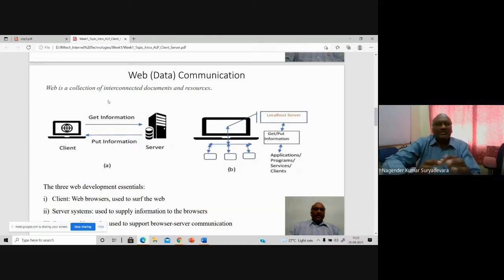When I say documents, what does a document carry? A document consists of some information that needs to be exchanged, information that needs to be transmitted, information that needs to be understood by both the parties, both the entities, both the systems. And of course, sometimes not only documents, you can also exchange certain other resources. That basically constitutes what is web.